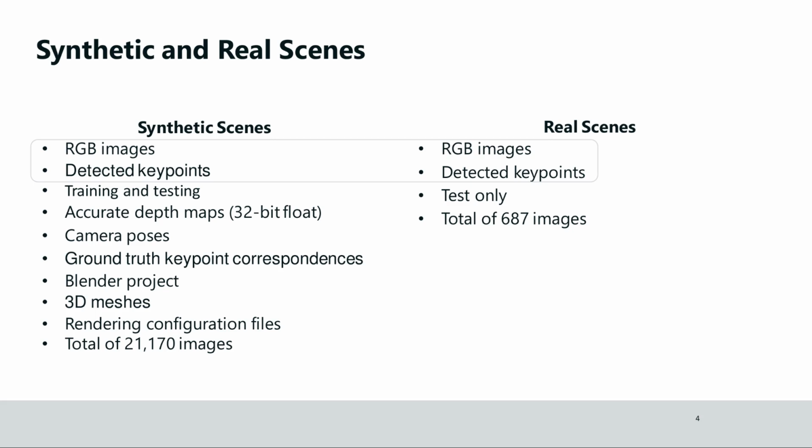RGB images and detected keypoints, SIFT, AKAZE, SuperPoint, and KP2D, are available for synthetic and real scenes. However, since the real scenes have neither depth maps nor ground truth camera poses, they are primarily reserved for testing. Synthetic scenes, on the other hand, can be used for training and testing, as depth maps and camera poses are known, which allows the computation of ground truth keypoint correspondences. As mentioned in the previous slide, they also contain the Blender project and 3D mesh.